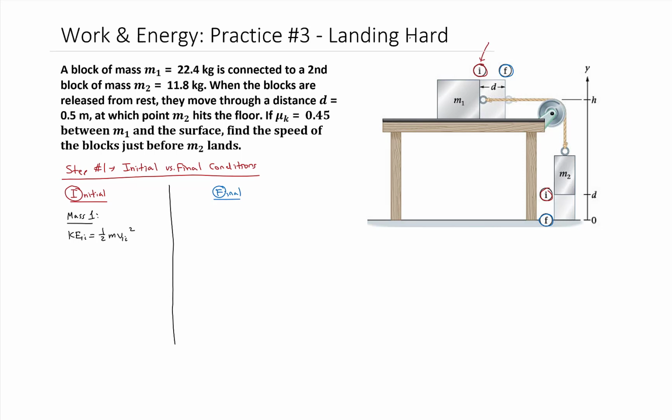we know that for the initial condition, V1I is equal to 0 meters per second. We also know for the initial condition for the second block, we have V2I is equal to 0 meters per second. We should probably look at height now. There's no springs involved, so we don't care about those. The height of the first block initially is going to be h. The height of the second block initially is going to be d.